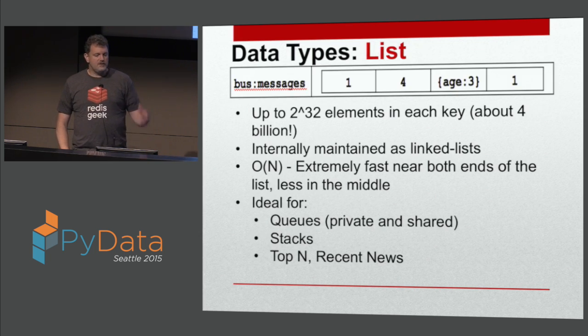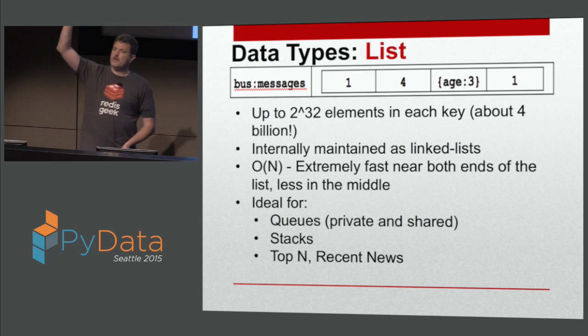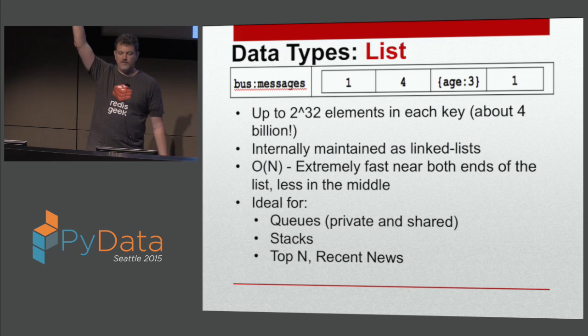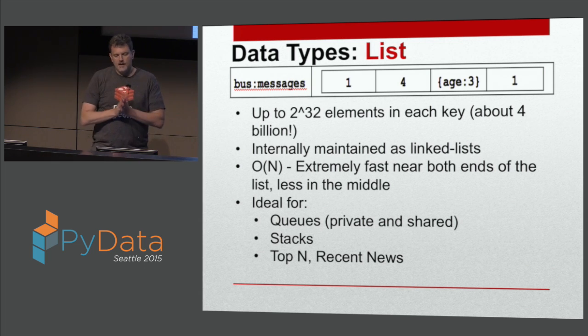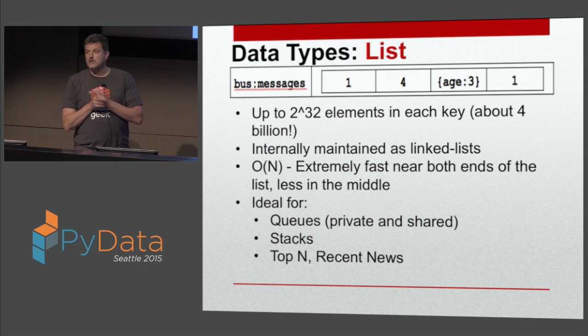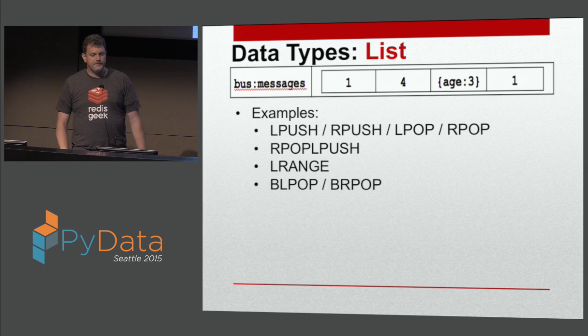Lists. So these are just internally maintained as linked lists. They're extremely fast, especially towards the beginning and the end of the list. So you can have very long lists. And you can use this again for queues or just stacks of data, top N, recent news, that kind of thing.